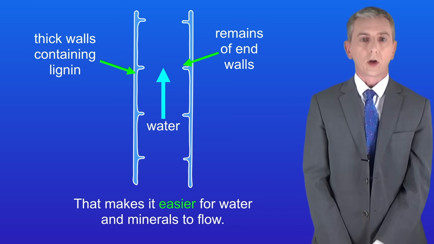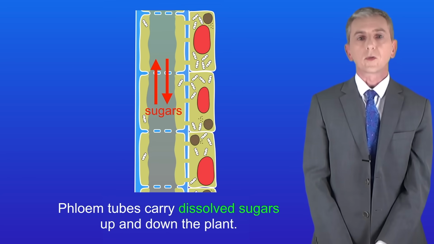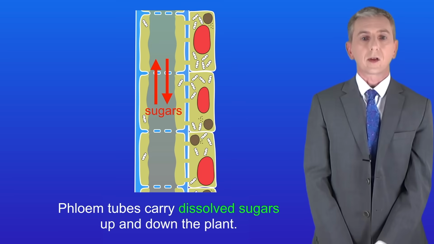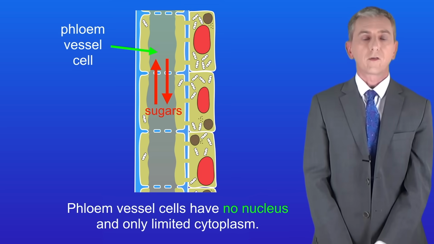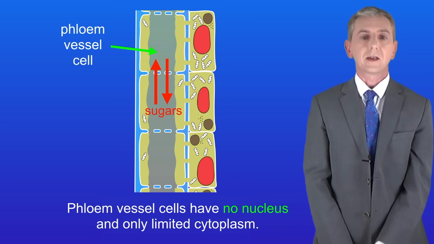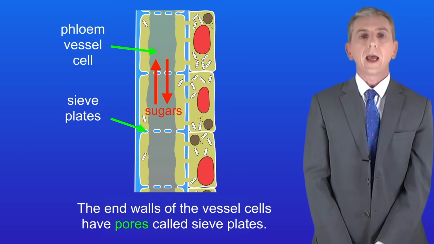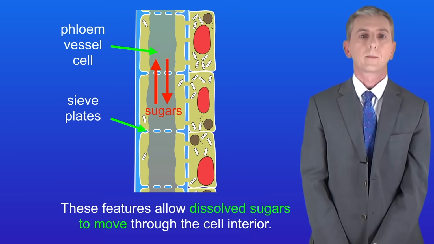Okay, the final plant cells we're going to look at are phloem. I'm showing you the structure of phloem cells here. Phloem tubes carry dissolved sugars up and down the plant. Now, the first important point is that phloem consists of two different types of cells. The first type are called phloem vessel cells. These cells have no nucleus and only limited cytoplasm. The end walls of the vessel cells have pores called sieve plates. Now both of these features allow dissolved sugars to move through the cell interior.